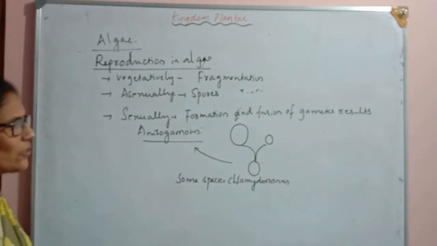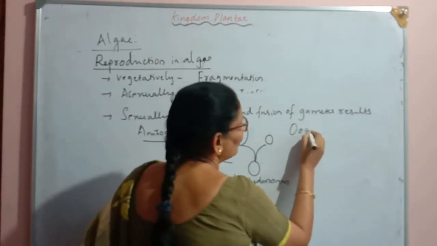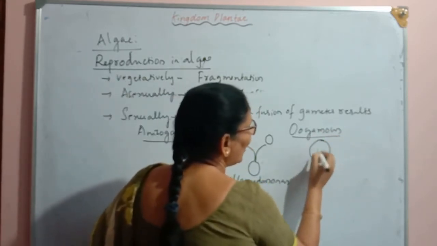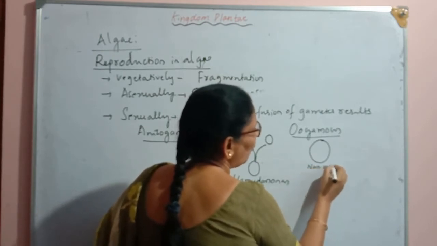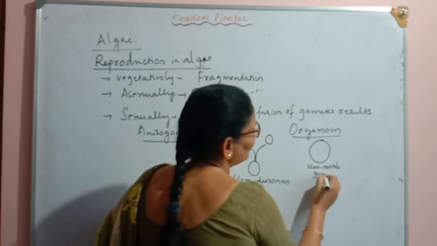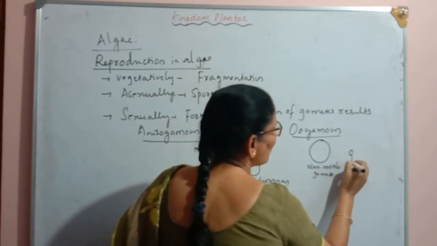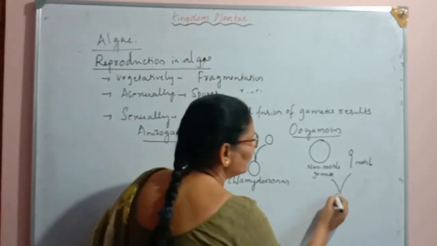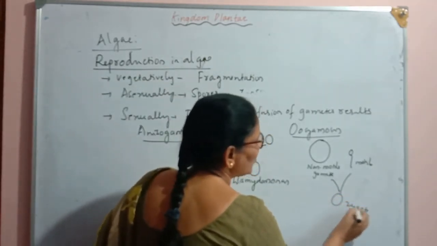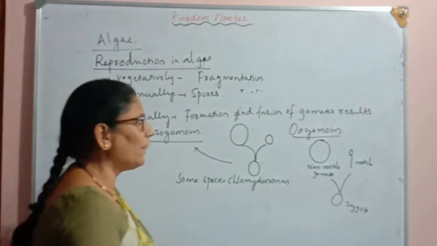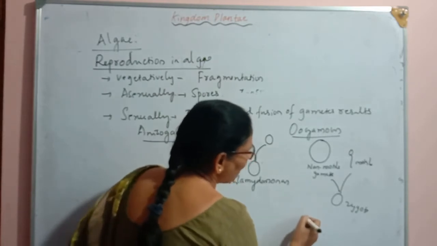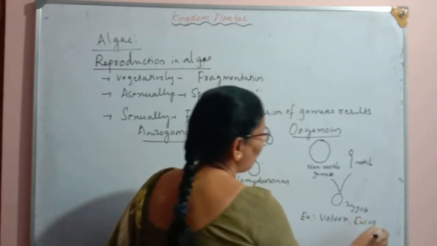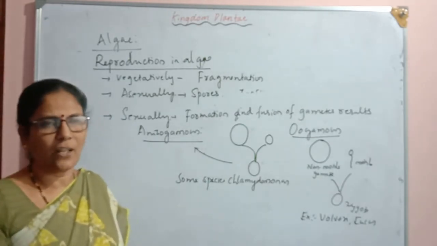One more type of zygote formation also there in algae that we call the oogamous. In the oogamous, the female is large and non-motile, whereas the male is very small and motile. If the fusion of such two gametes results in zygote formation, this is called the oogamous. Examples for this oogamous are volvox and fucus. In volvox and fucus, we see the oogamous type of zygote formation.